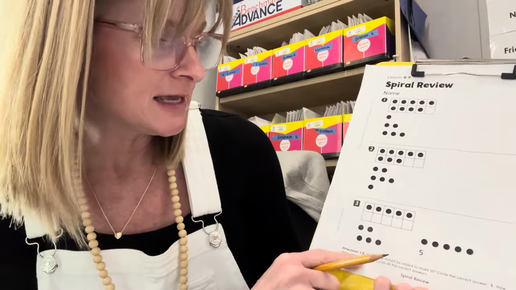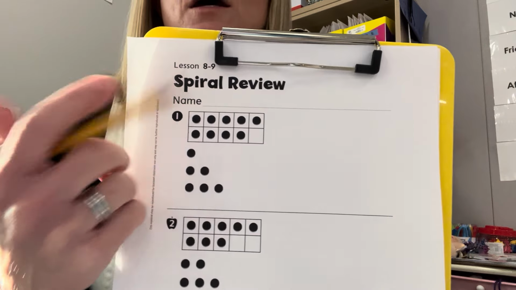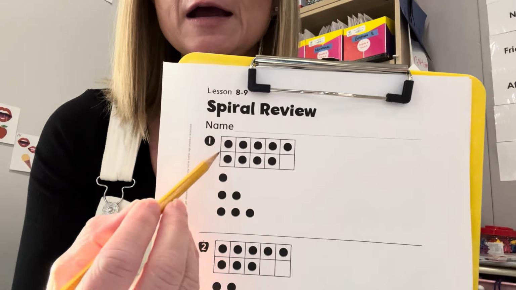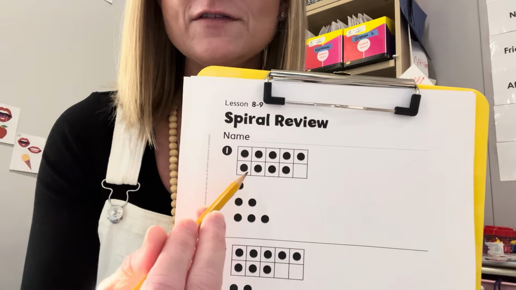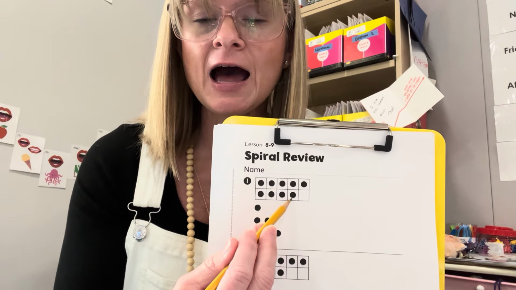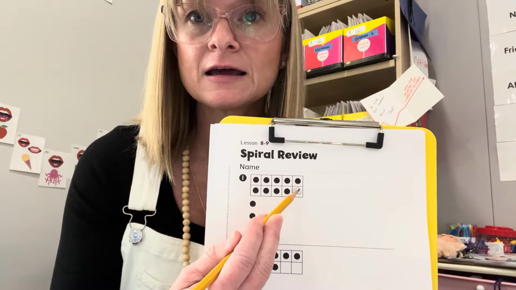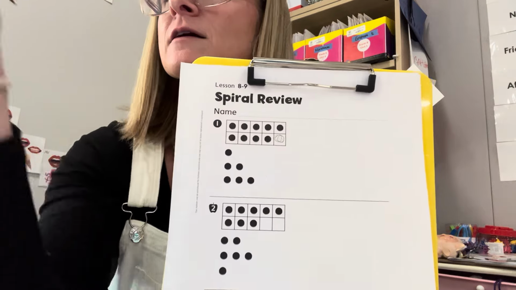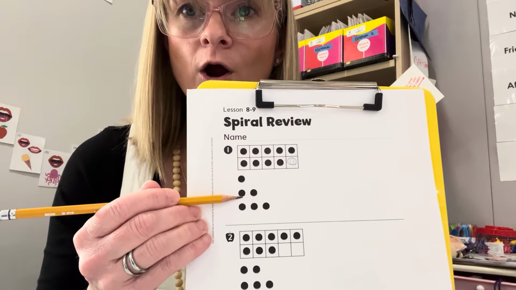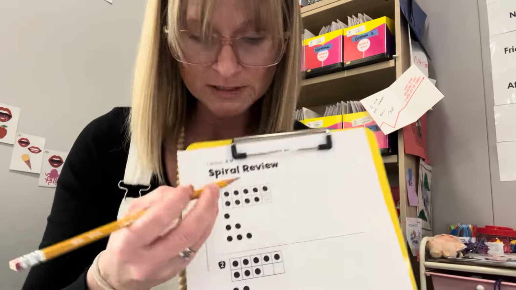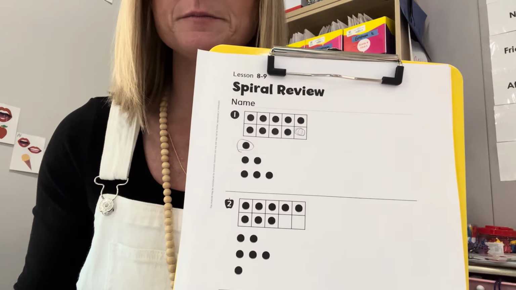Number 1, it says, how many should be added to make 10? So we know this is a 10 frame, so it's 10 boxes. 1, 2, 3, 4, 5, 6, 7, 8, 9. So how many more counters do I need to make 10? 1 more. So here are my answer choices. Here's 1 more, 2 more, or 3 more. We said 1 more, so we're going to circle the counter that is 1 more, because 1 more counter makes 10.